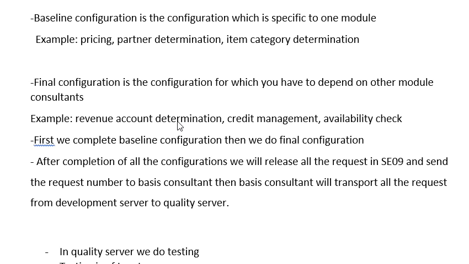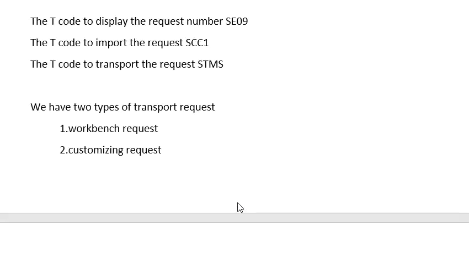And final configuration is the configuration for which you have to depend upon other module consultants, for example revenue account determination, credit management, availability check, etc. So first we complete baseline configuration, then we do final configuration. After completion of all the configurations, we'll release all the requests in SE09 and send the request number to the basis consultant. Then the basis consultant will transport all the requests from development server to quality server.